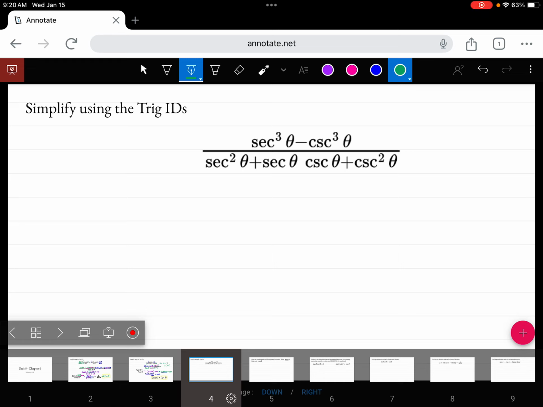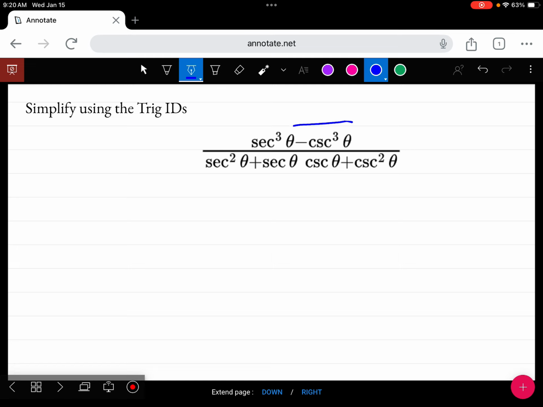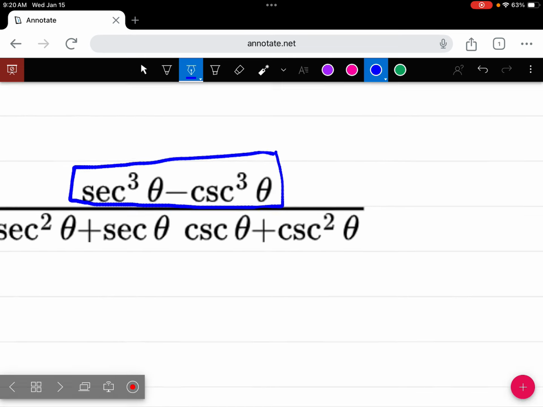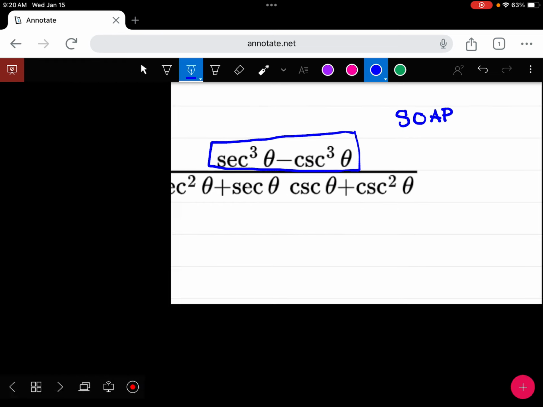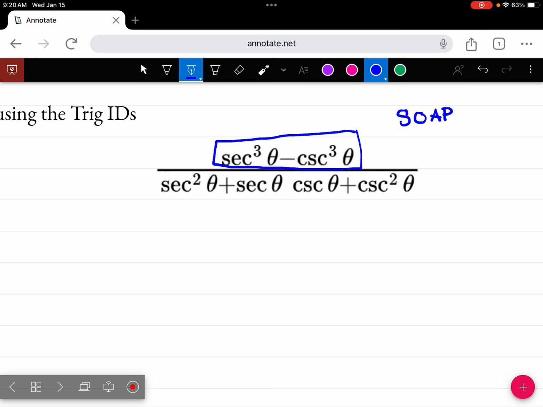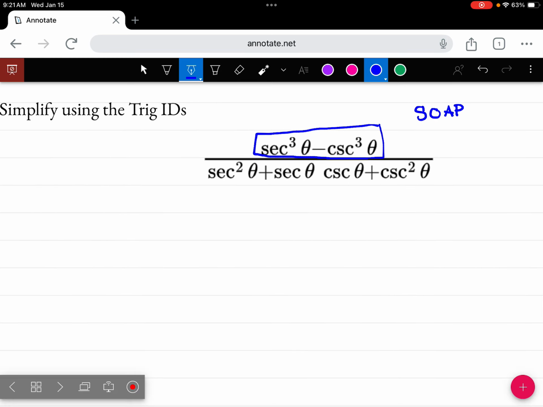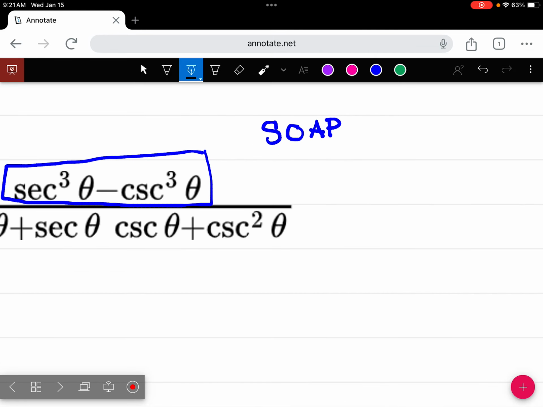Look at our numerator. That is a difference of cubes. Remember our difference of cubes? That's one of our special patterns. And when in doubt, always gonna wash it out with soap. Remember that guy? We have our same, opposite, always positive when we factor things.